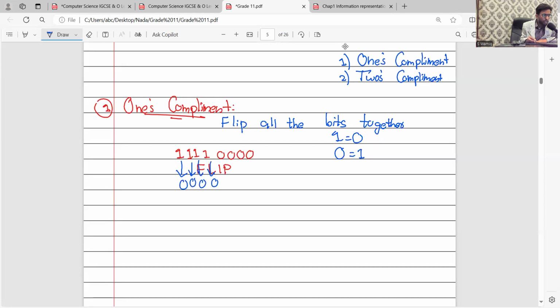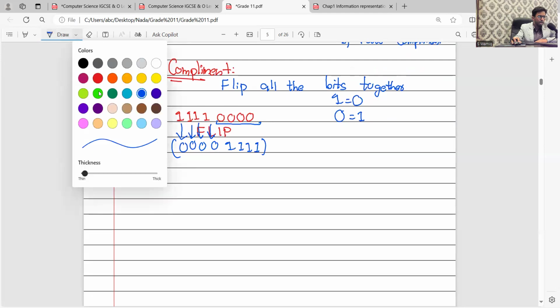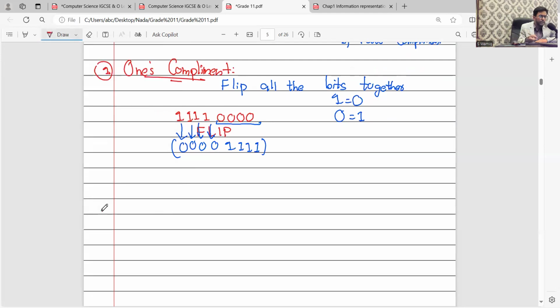This one is going to be turned as 0, and the rest of them are going to be turned as 1 1 1 1. So this is to be known as ones complement. Ones complement is when you flip all of the bits together. So your 1 becomes 0 and your 0 becomes 1. So this happens in a ones complement. Now, if I discuss with you the second category right here, I have twos complement.